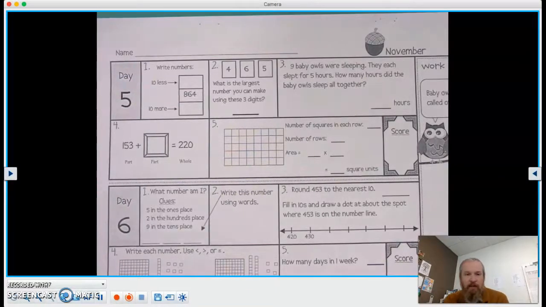All right, boys and girls, here we are, November Daily Math Day 5. We're going to write some numbers. We're going to do 10 less and 10 more.